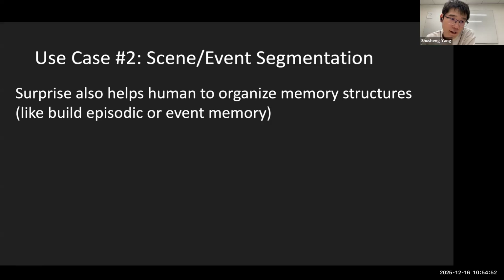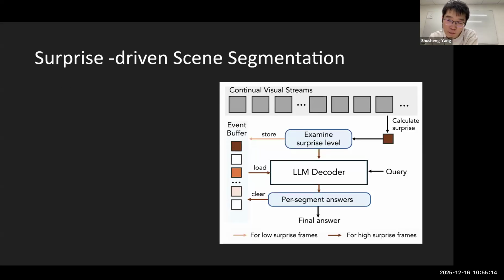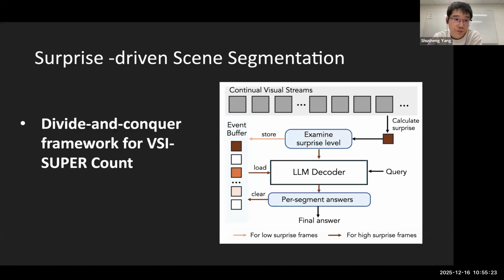The key idea here comes from human surprise. We humans also experience a lot of surprise, and surprise also helps us organize our memory structures. For example, surprise can help us build episodic memory or build the structure of different event memories. Following the same idea, we design our surprise-driven scene segmentation framework like this.